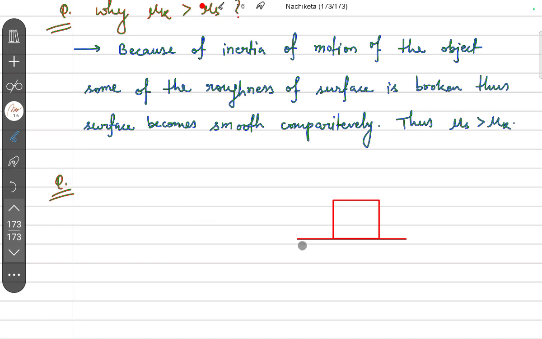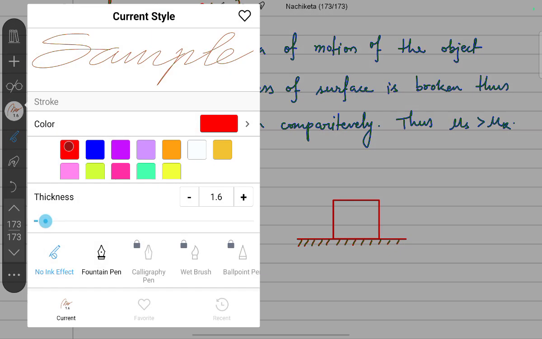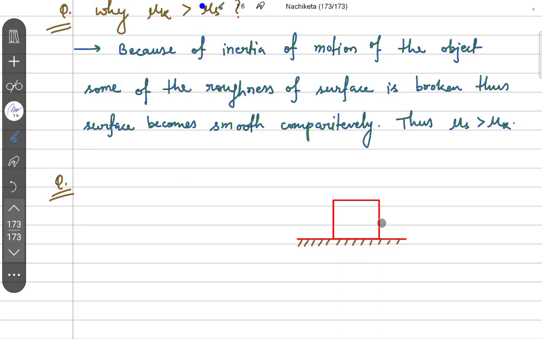So that will break the upper surface, and that's why mu s is becoming more, because roughness was more. But in the case of kinetic, meaning motion, some of the roughness is broken. Okay, the teeth, you can say the blocking teeth, are broken. Okay, does it make sense?